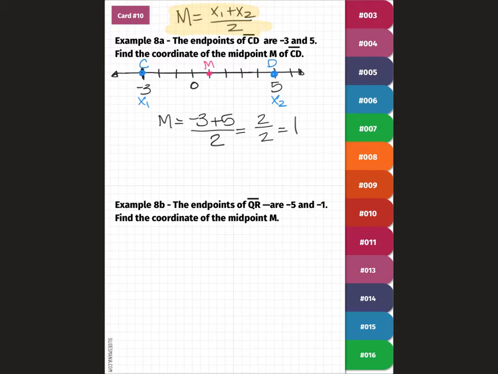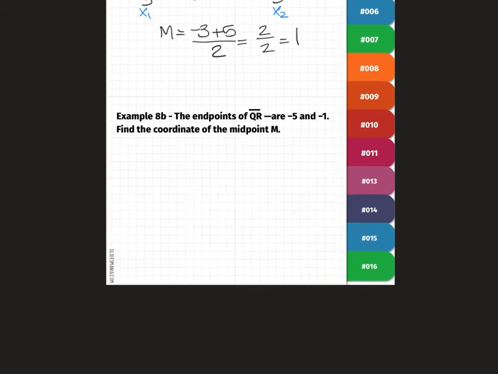Okay, so on the one that's on the bottom, 8B, it says the endpoints of QR are -5 and -1. Find the coordinate of M. So this time, I'm not going to draw a picture. I'm just going to find the coordinate of M. So M is equal to, we're going to call this one x1 and this one x2. So that's going to be -5 plus -1 over 2. -5 plus -1 would be -6 over 2, which is equal to -3.